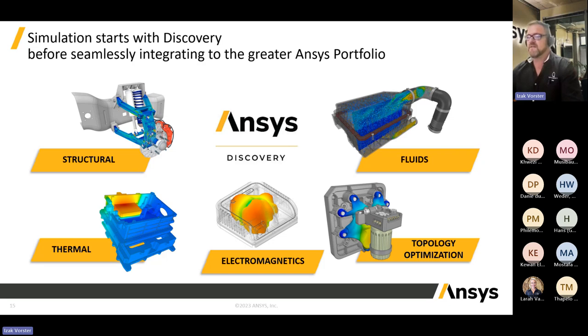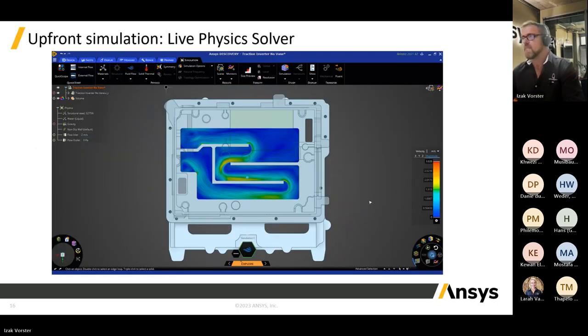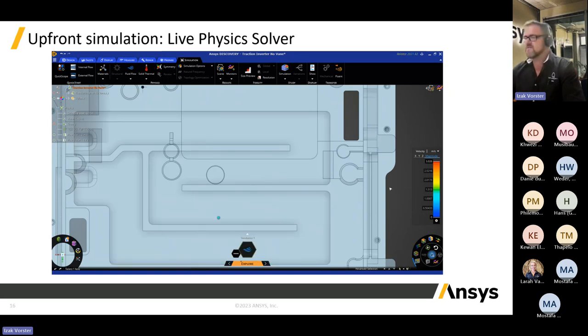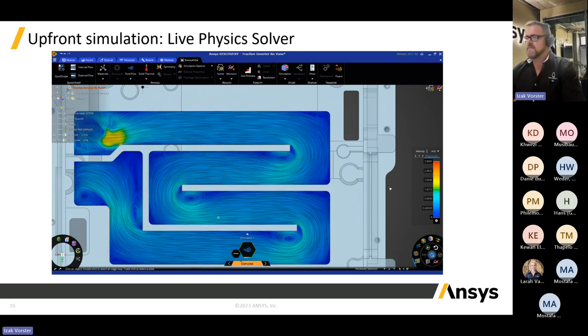And then after you've done this preliminary simulation, you can integrate this with the Ansys full-blown solvers, and you can do detailed simulation. And that accounts for structural, thermal, electromagnetics, fluids, and then topology optimization these days with digital manufacturing. The live physics solver is based on a different algorithm.